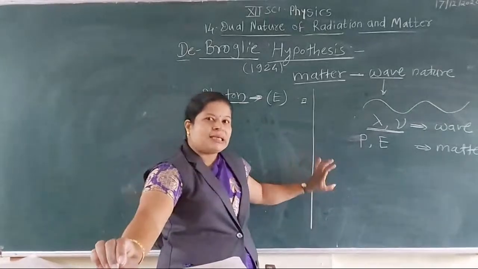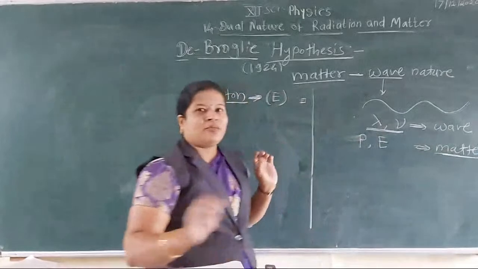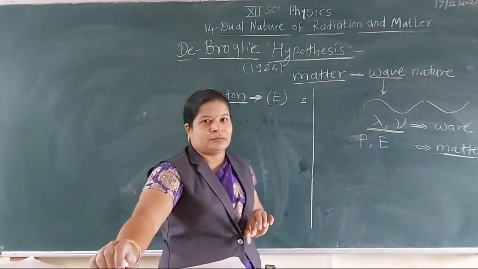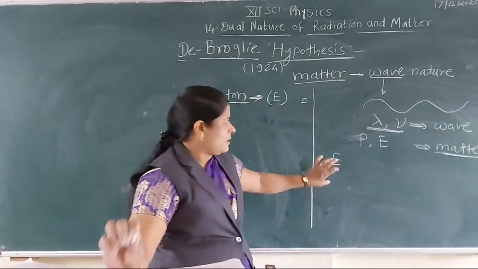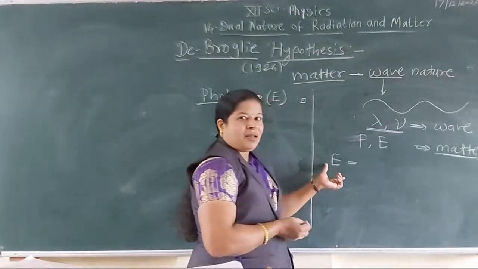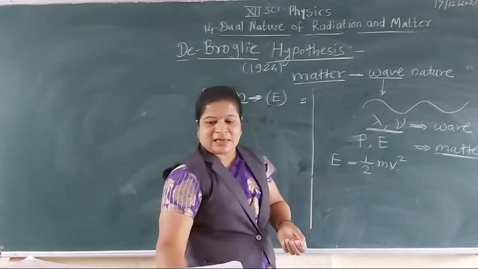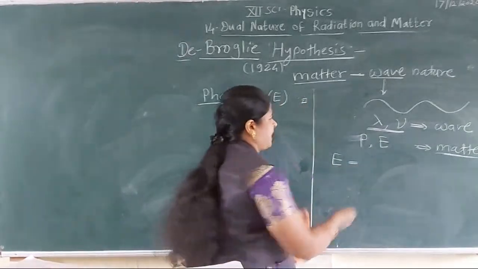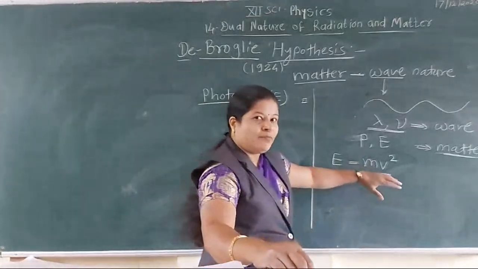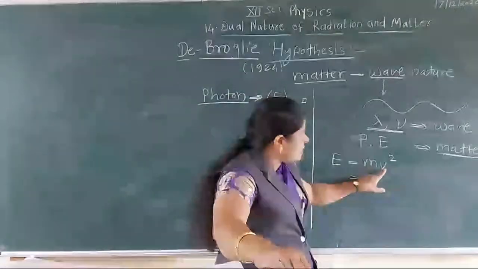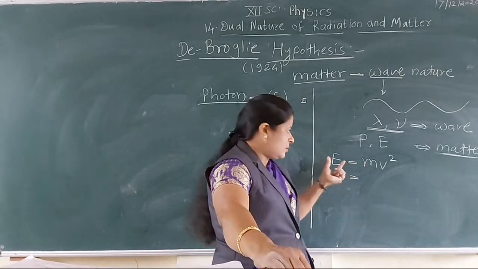Now we are considering matter, and we know that matter has energy, which we show by E. We know the familiar equation: energy of matter E is equal to mc square. Now we are considering matter having velocity v and mass m. By this we get the energy of that matter, so E is equal to mv square.